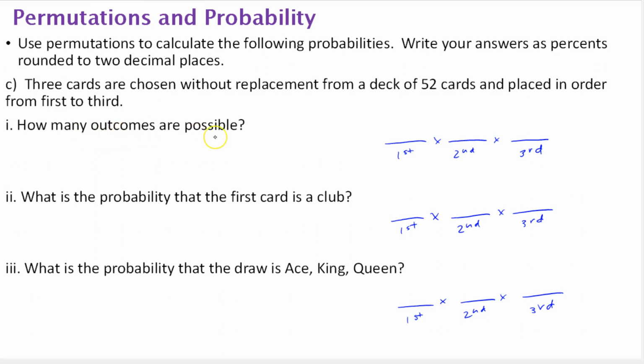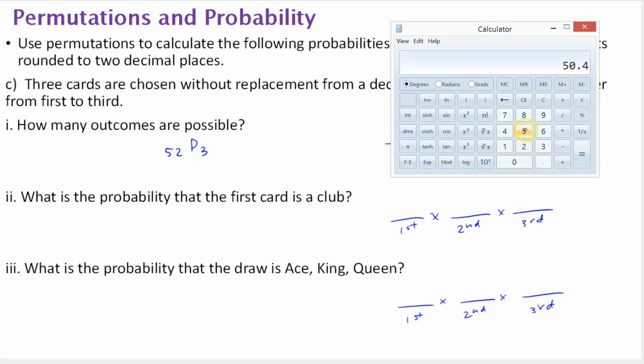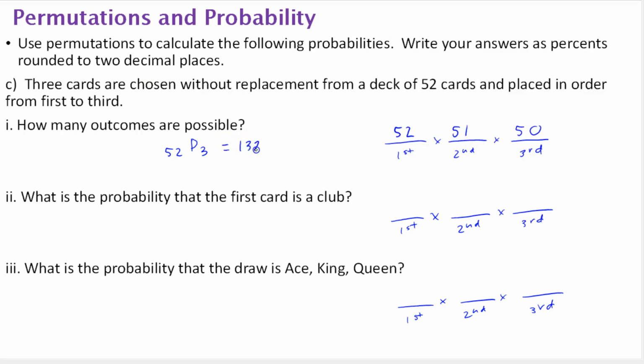So first we're asked how many outcomes are possible. Well, we'll start with 52 cards. Then we'll have one less because there's no replacement. We've already taken out 1 card. And then we have 50. So this is 52 permutations taken 3 at a time. And if we multiply these 3 numbers, we get 132,600. So that's the total number of possible outcomes if you consider it a first, second, and third card.